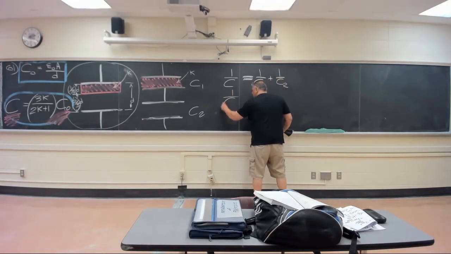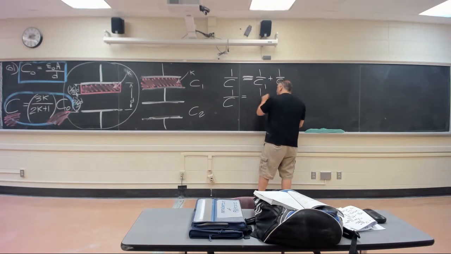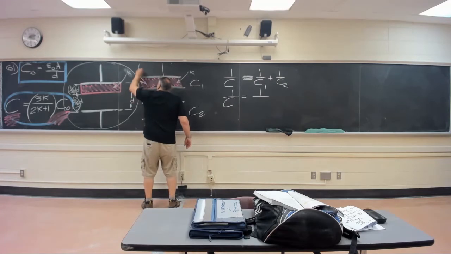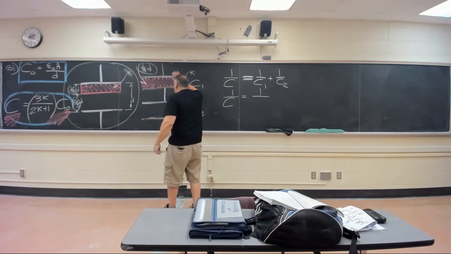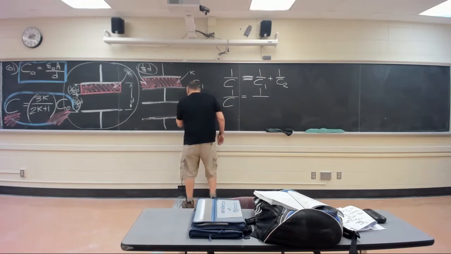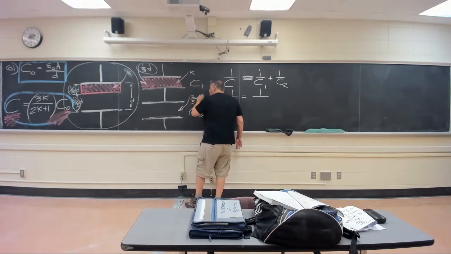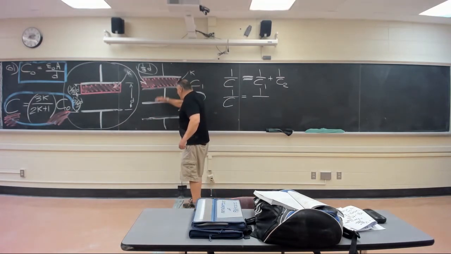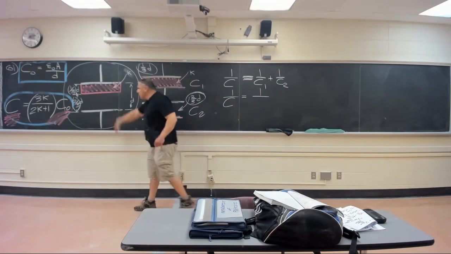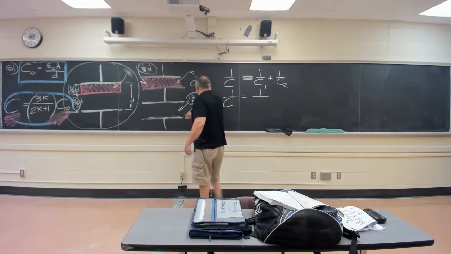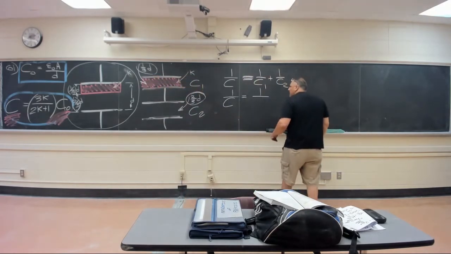It essentially works like this. You've got 1 over C at the end of the day is going to be equal to 1 over C1. Now remember, this is 1/3 D for distance. The area is A, the epsilon naught is epsilon naught. This is 2/3 D. The area A doesn't change across the board. A is everywhere. Epsilon naught is everywhere. This is 1/3 D. This is 2/3 D. That should get us there.